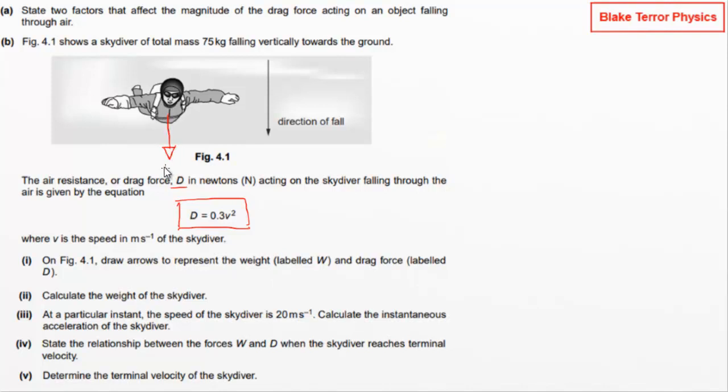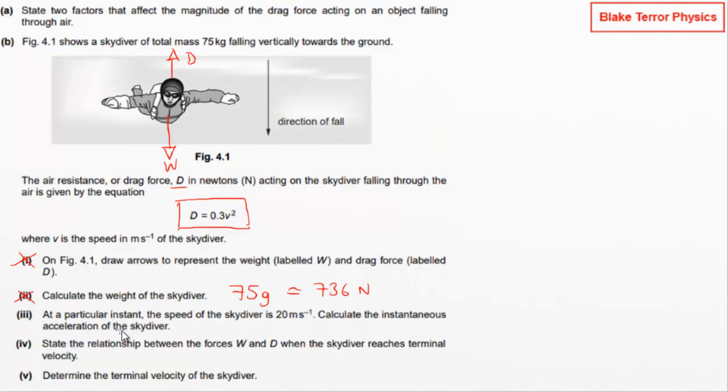Weight is always straight down from the center of mass, and then the drag force is going to be opposite to the direction of motion, which in this case is upwards. So that's quite straightforward. Calculate the weight of the skydiver. Well, again, easy enough. Weight is just going to be the mass times acceleration due to gravity, so 75g, which we can say is 736 newtons. We're using 9.8 for g.